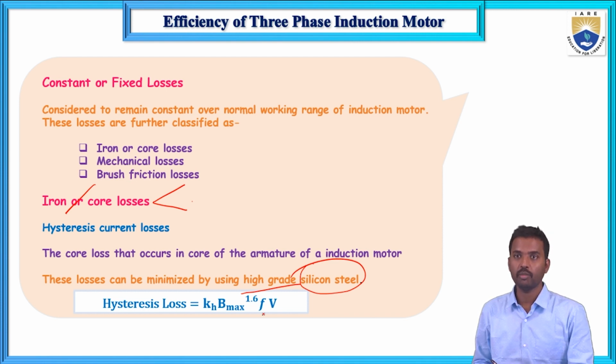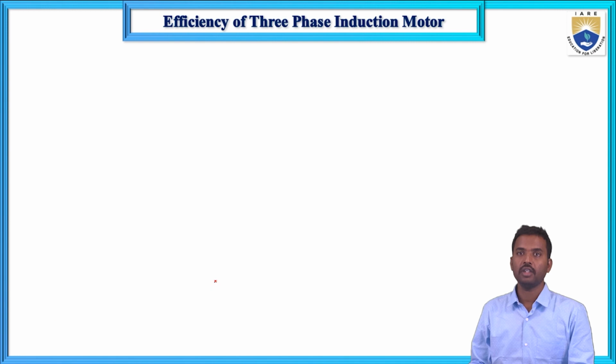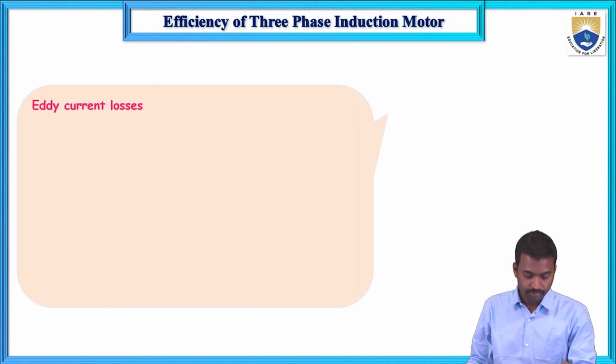V is the volume of the material, F is the frequency, B is the flux density, and KH is a constant. Next, coming to the eddy current losses. Eddy current losses are because of eddy currents, which arise from the interaction of the conductor and the magnetic field.